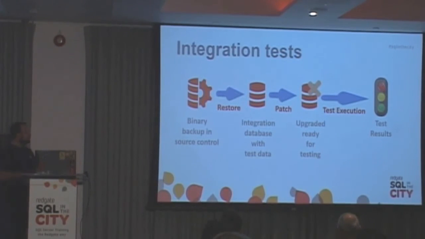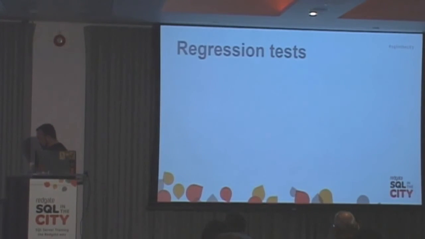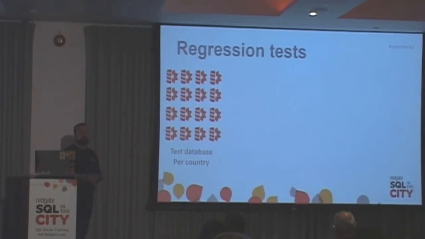And it wasn't too bad. I was like, okay, I'm not really happy with binaries in source control, not really happy with the restoration process, but it's not kind of too bad. And then we took a look at the regression tests. So we had a test database per country. So we don't have 4 of them, we had 16.